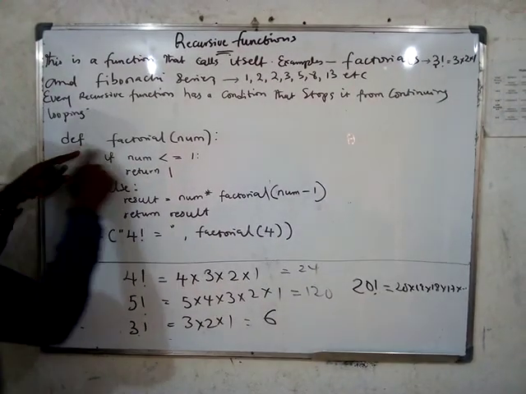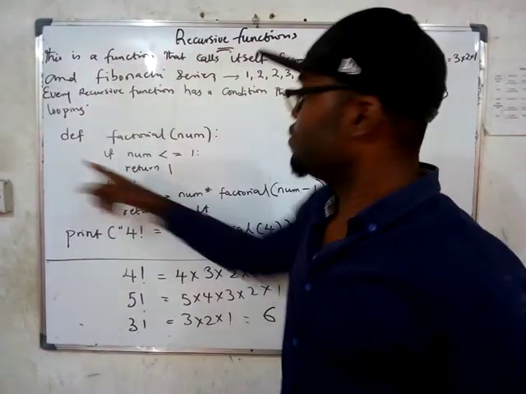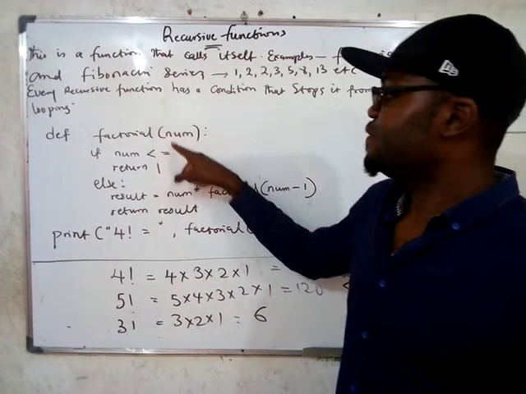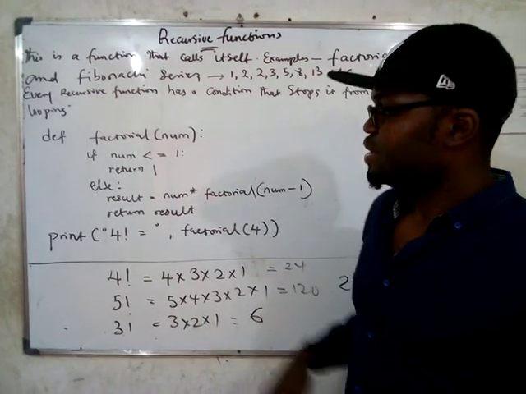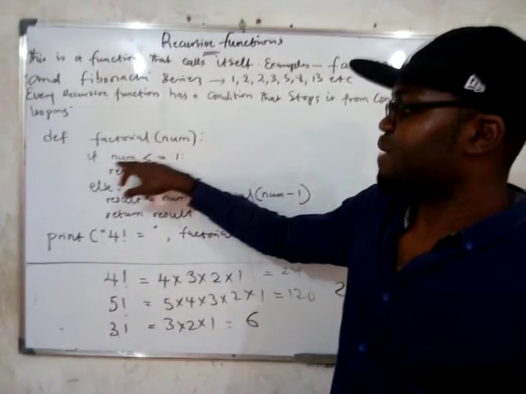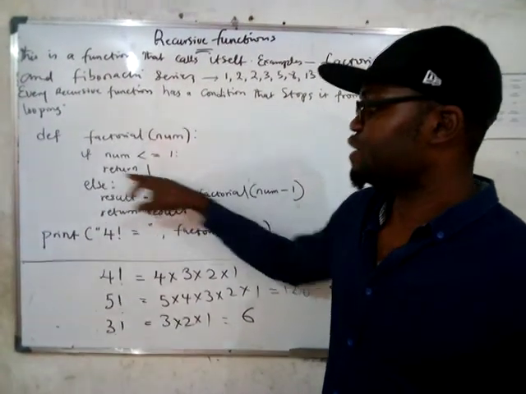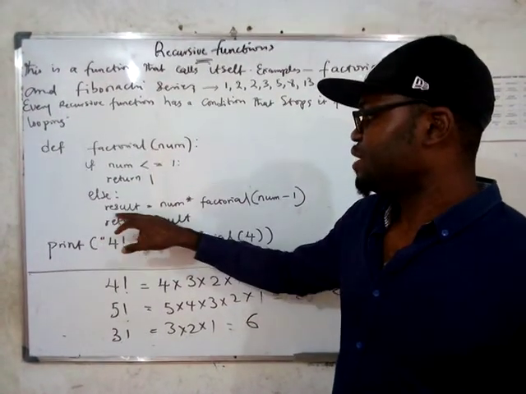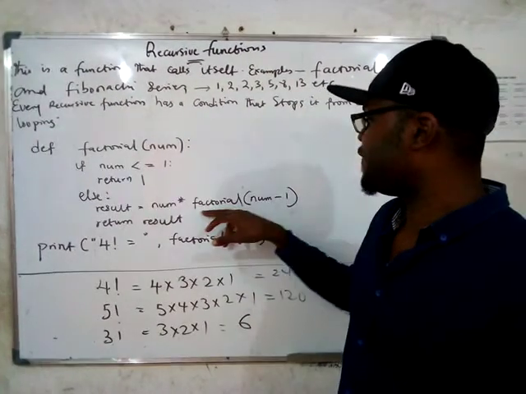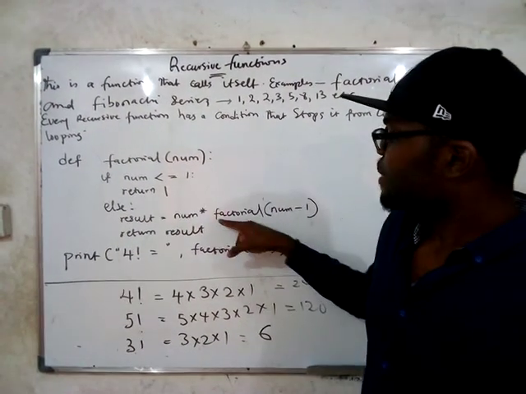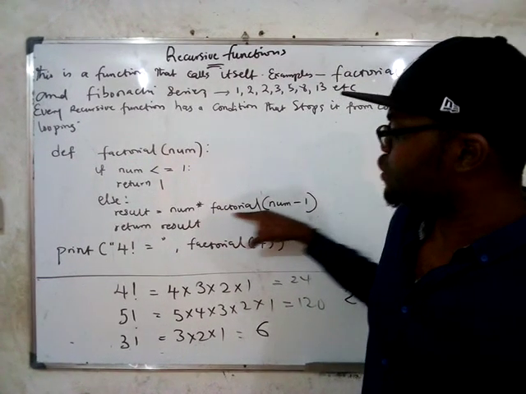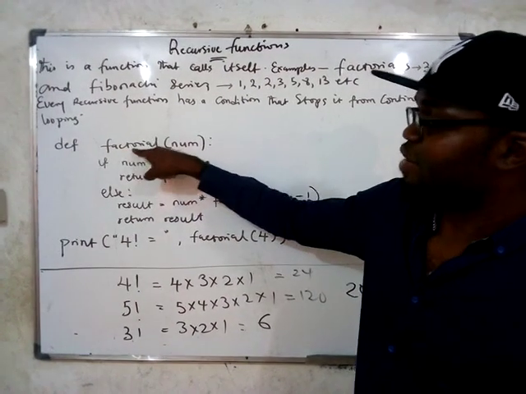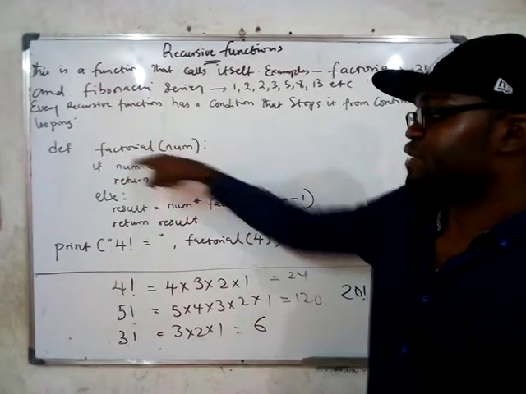We have a function. Whenever you want to write a function, you must start with the keyword def. The name of this function is factorial, and it's receiving an argument num. It says that if the number you pass is less than or equal to 1, just return 1. But if it is more than 1, what should you do? Else, result is equal to num times factorial of num minus 1. Factorial is a function that you're calling inside this solution, but at the same time, the name of the function that you're defining is also factorial.